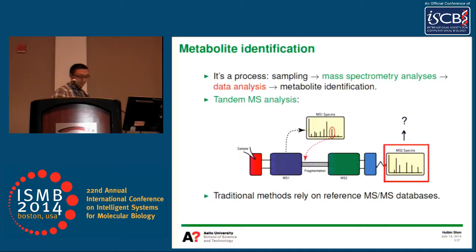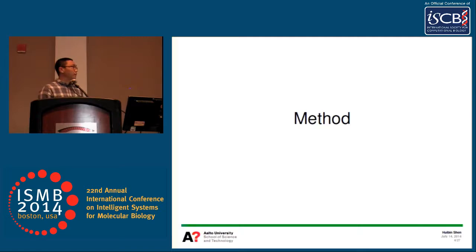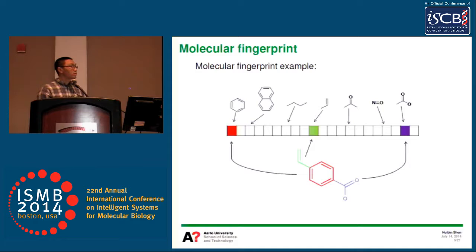Okay, so what's our way of doing it? The key point in our method is the fingerprint, the molecular fingerprint. So what is the molecular fingerprint? It's just a bit vector that tells you whether this molecule has certain properties or not. Like here we have a substructure fingerprint. This is the molecule itself, and we have different substructures in molecules. And if this molecule has this kind of structure, we set the corresponding bit to one, and then we have a zero-one binary bit vector.